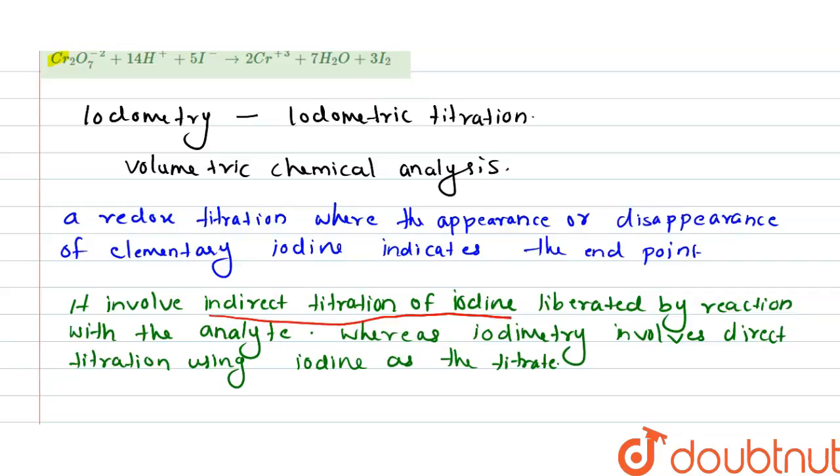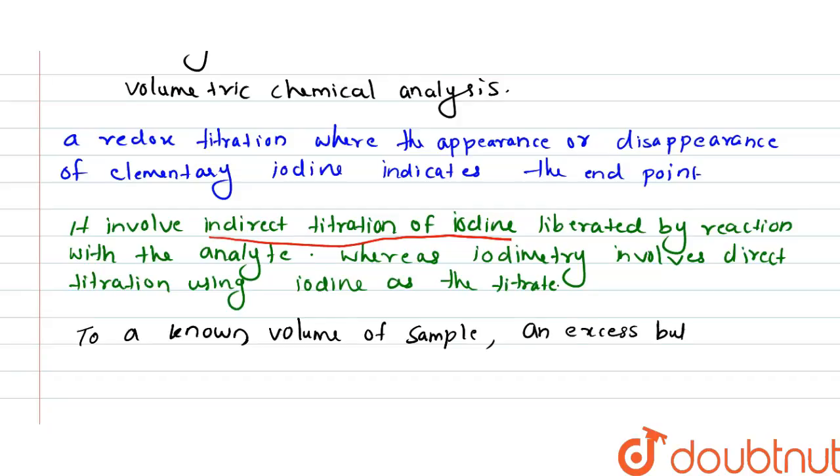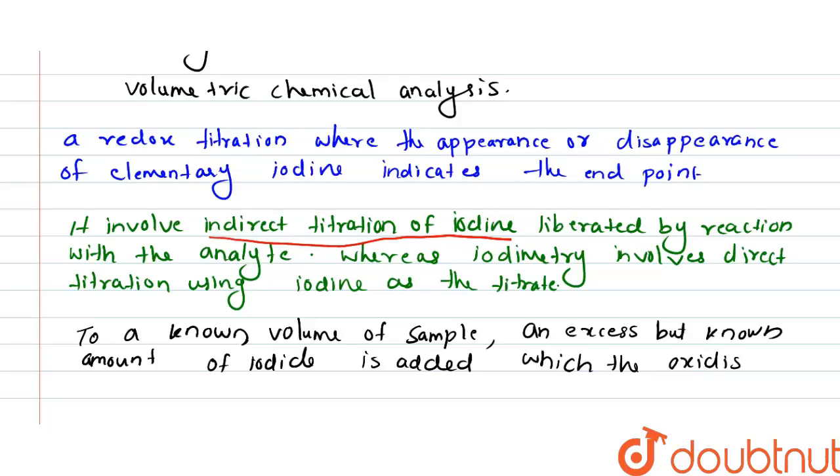So to a known volume of sample, an excess but known amount of iodide is added, which the oxidizing agent oxidizes iodide to iodine.